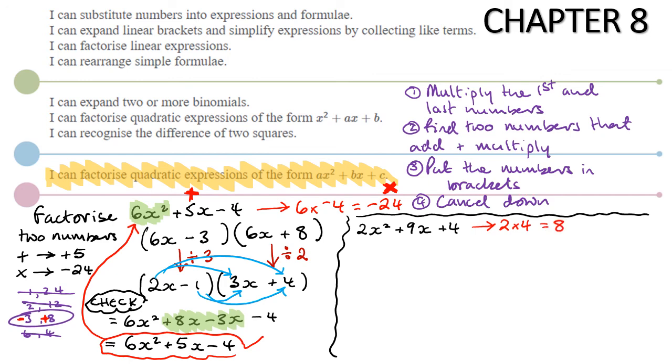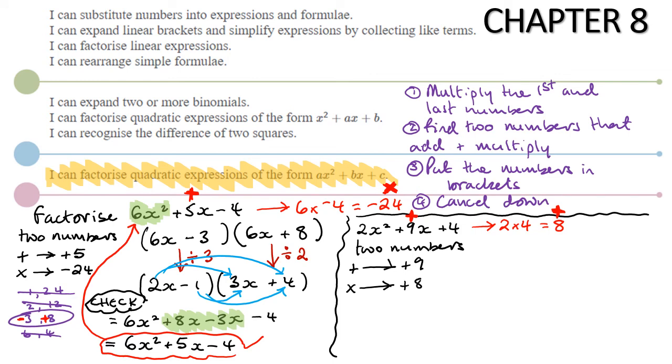Right, what am I looking for? I'm trying to find two numbers where they add together to make the number in the middle, which is 9. And the same two numbers need to multiply to make not 4, but this new number I've created here, plus 8. So two numbers that need to multiply to make plus 8.